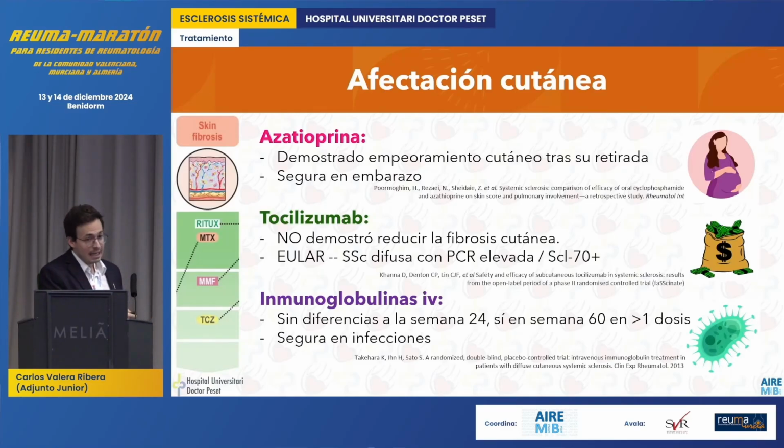Tocilizumab is indeed included in the guidelines, but in neither of the two trials did it show a reduction in skin fibrosis. However, EULAR does recommend it in cases of diffuse scleroderma with elevated CRP and positive antitopoisomerase. That is, a very inflammatory disease profile. And then also with immunoglobulins, although it's true that the trial at 24 weeks did not show any difference. In the patients who were followed up at 60 weeks, there was indeed a difference, so it is a safe alternative in cases of infection.